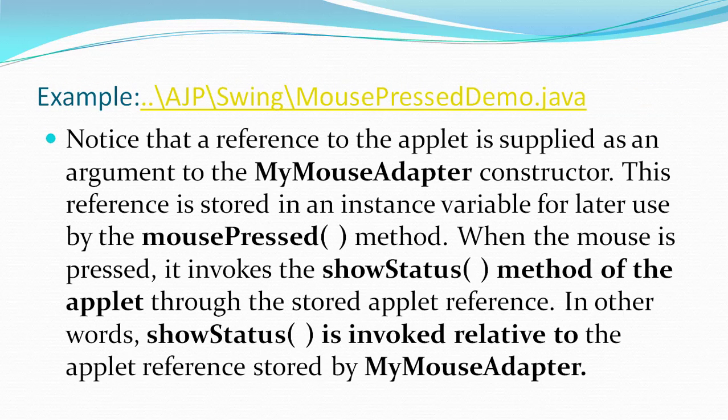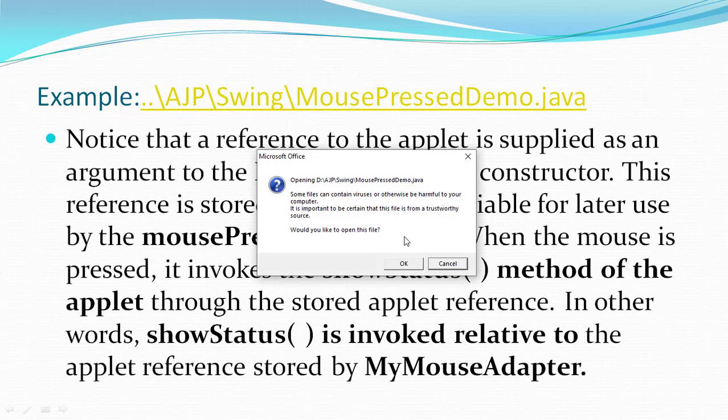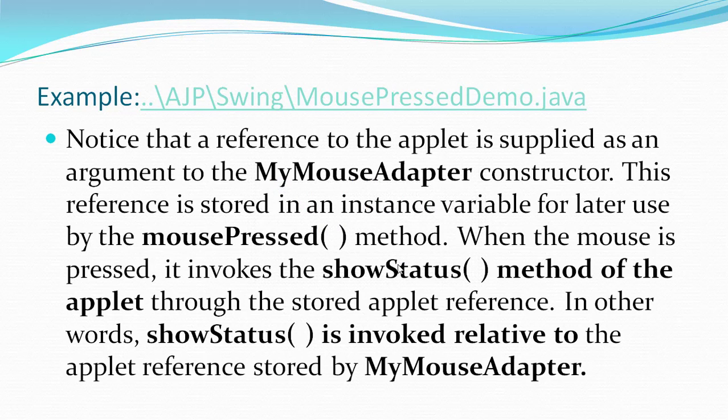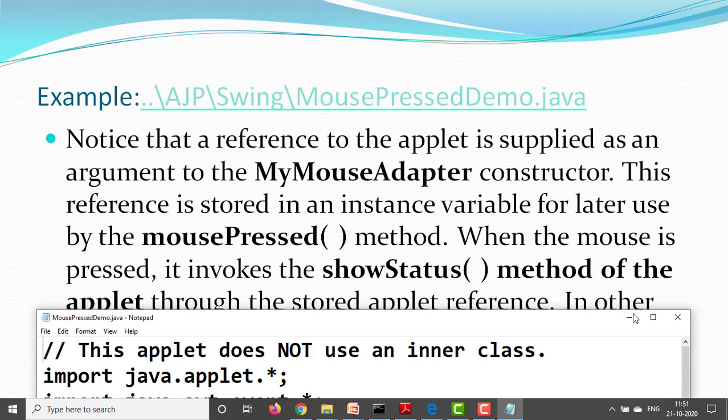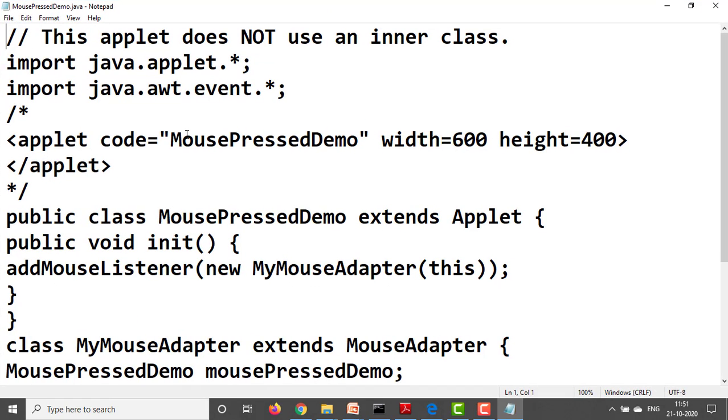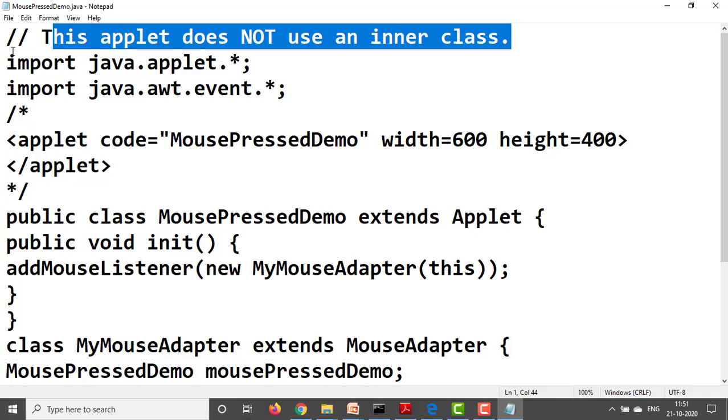See this example first of all, MousePressDemo. Here this example uses an adapter class, not an inner class. This applet does not use an inner class, but we are studying how to use an inner class. What is an inner class? But first thing, we are going to study the adapter classes.